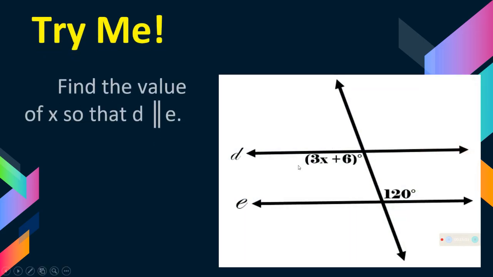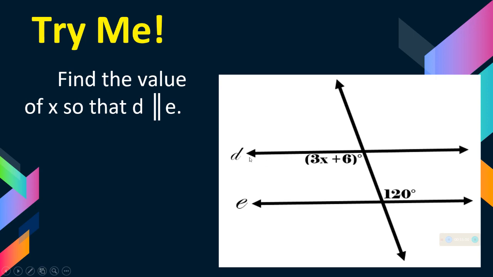What if you are given line D and line E? We have to find the value of x so that D is parallel to E. How are you going to solve this? First take note of their relationship. What is the relationship of the angles with measures 3x plus 6 degrees and 120 degrees? These are alternate interior angles, and alternate interior angles are congruent.